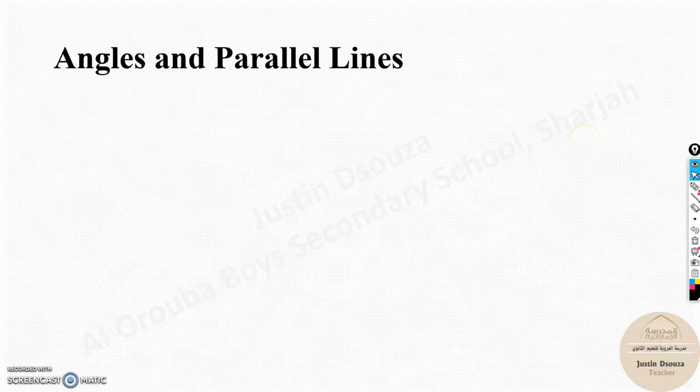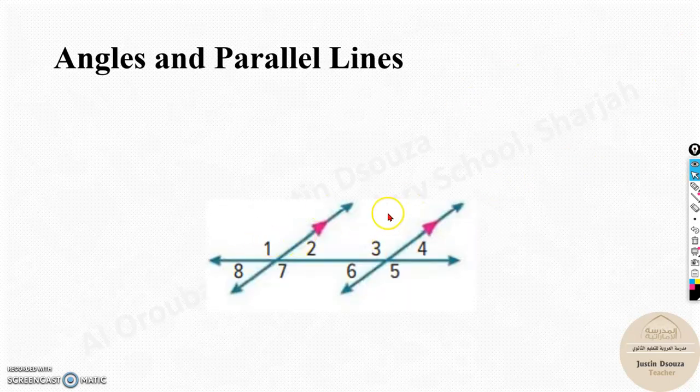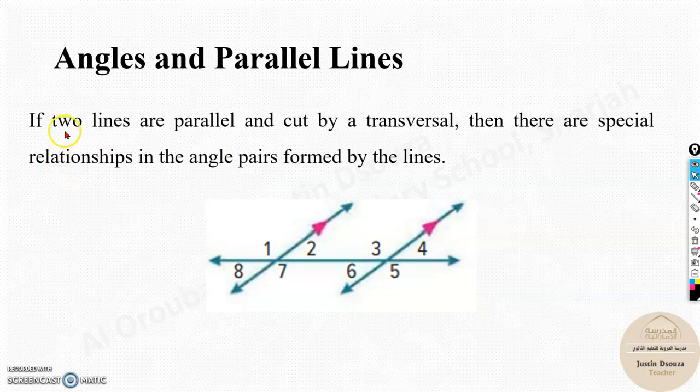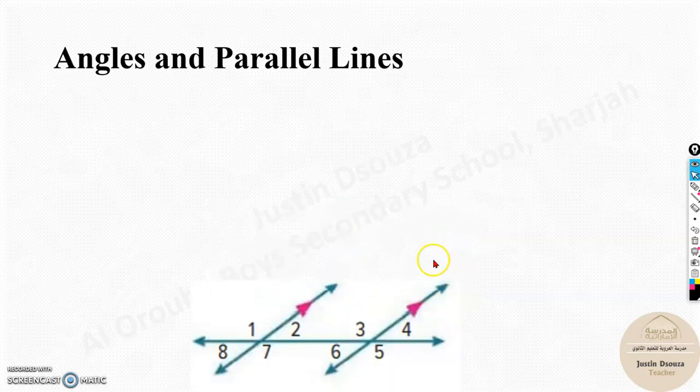Angles and parallel lines. I hope you remember what we learned in the previous video about transversals and parallel lines. If you have not watched the previous video, please go back and watch it. Now we will recall the formulas, the theorems. If two lines are parallel and they're cut by a transversal, there are special relationships between the angles that are formed by the lines.